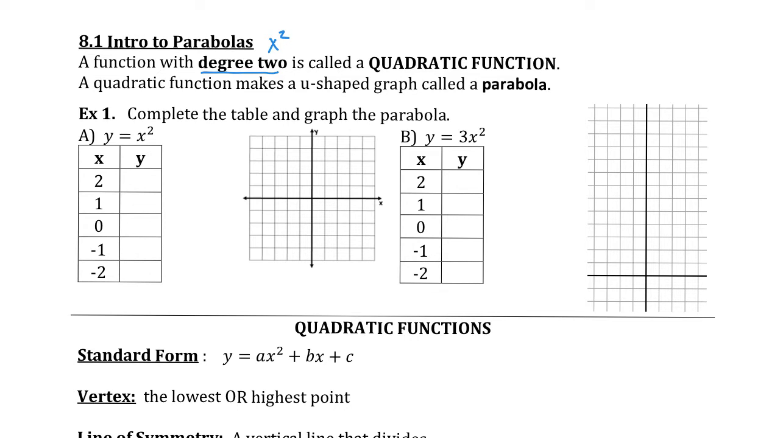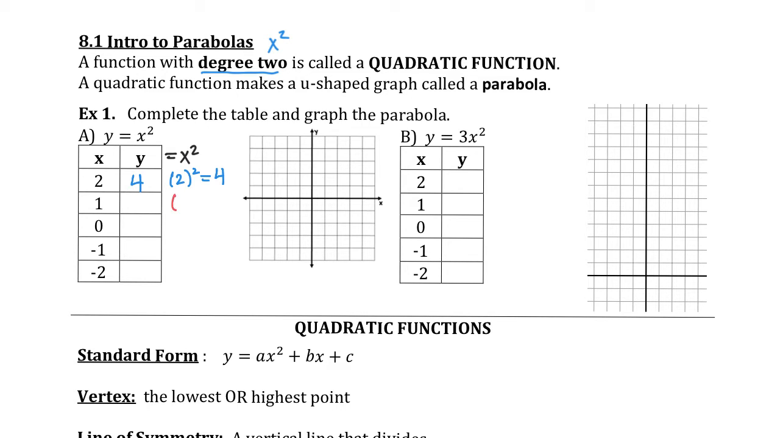So for example 1, we're going to complete the table and draw a parabola, so we have an idea of what that will look like in the future. Okay, so for the first example, A, it says y equals x to the second. I gave you some x values, and I'm going to go ahead and plug them in. Okay, so let's see, y equals x to the second. The first x value I gave you was a 2, so I'm going to plug in 2 to the second power. 2 to the second is 2 times 2, which is 4.